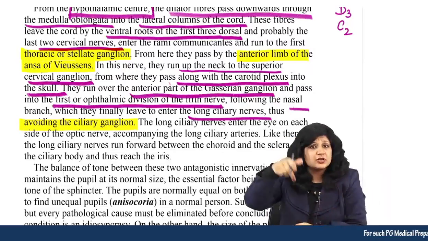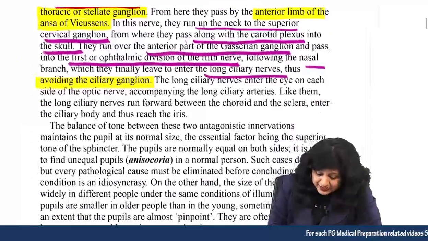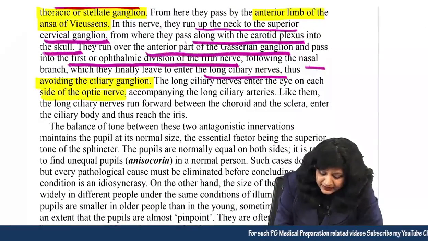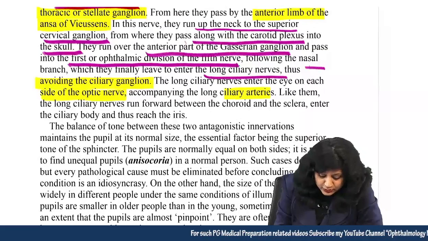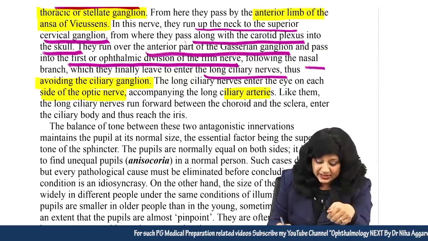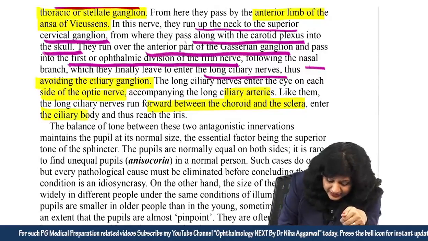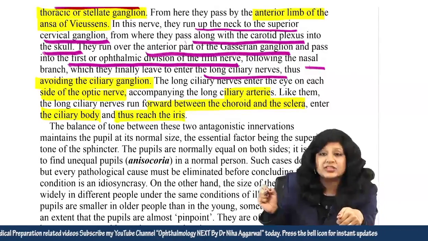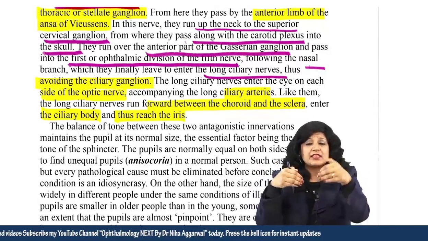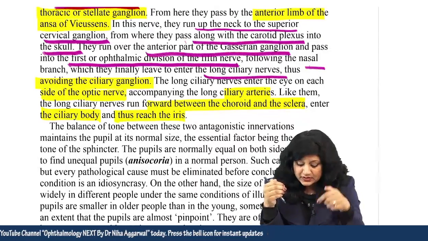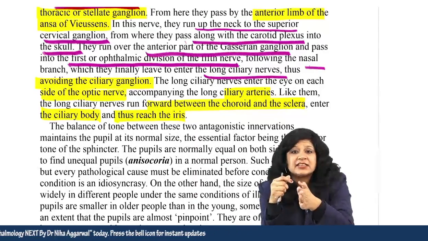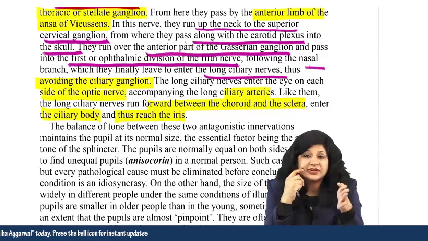Now these long ciliary nerves enter the eye on each side of the optic nerve, accompanying their arteries. Then they run forward between the choroid and the sclera, enter the ciliary body, and ultimately reach the iris.